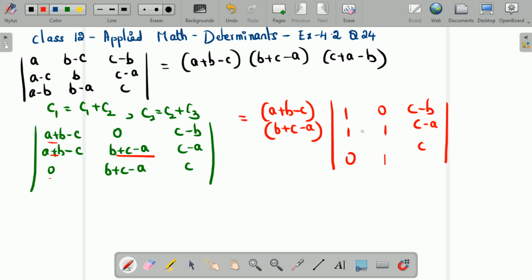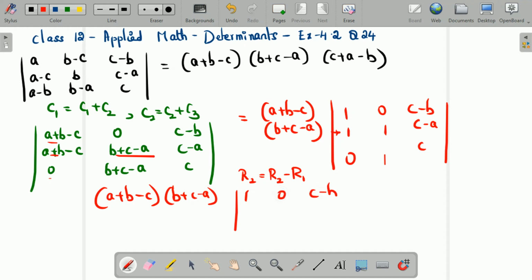Now if you make one of these entries 0, we will be able to directly cross multiply and find the value. So I'm going to make the next transformation as R2 equals R2 minus R1. So the determinant will become a plus b minus c into b plus c minus a. The first row will remain the same, so 1, 0, c minus b.